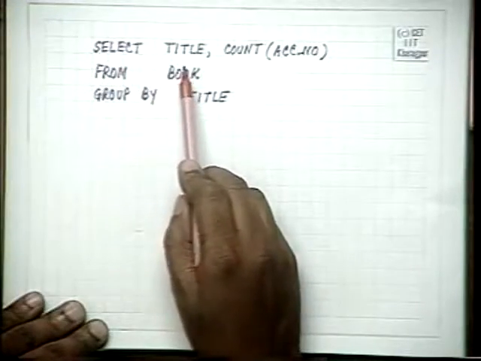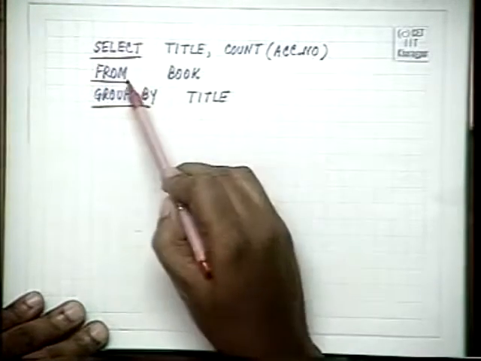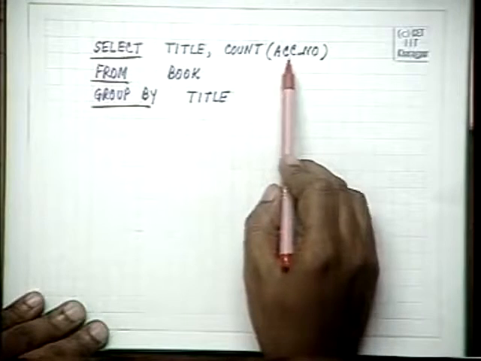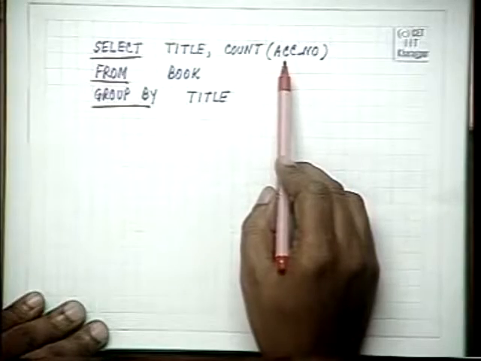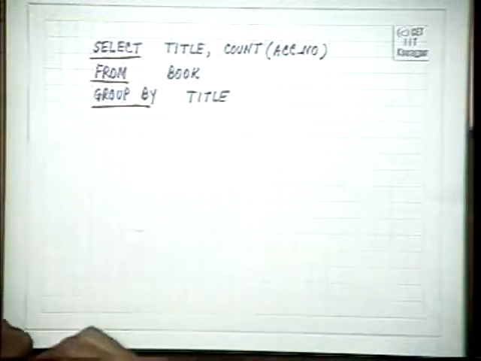Select title, count accession number, from book group by title. So we will get the titles of books, and for each book we will get how many copies of that book we have got. Now on the group we may have certain questions. Let us say, suppose we want to list out, suppose we want to answer this question.